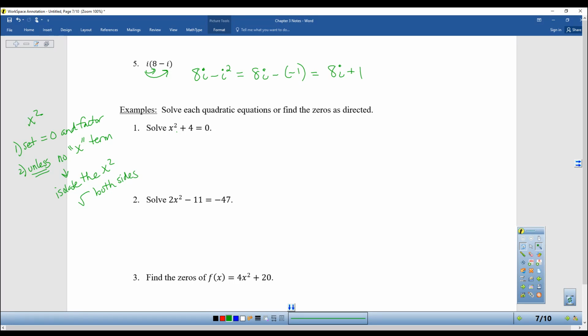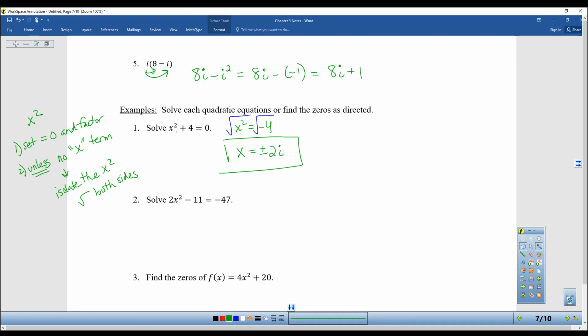So this is the exception right away. I isolate the x squared by subtracting 4 from both sides, and then I take the square root of both sides. So this is something that you have already been doing this year. The only difference is that now, by the way, don't forget your plus or minus when you take the square root of both sides. But now you're going to have an i in your answer. Okay? Square rooting always produces a plus or a minus.